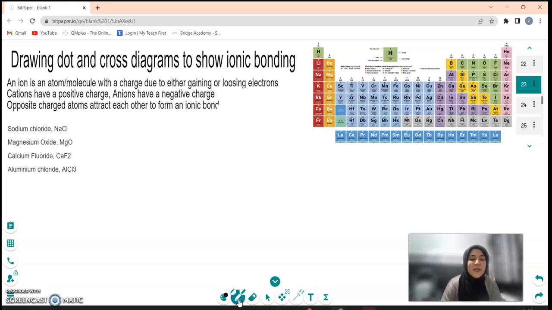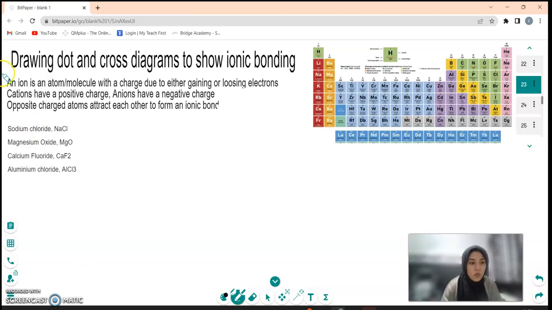Hi. So last lesson we looked at how atoms form ions and we looked at the electronic configuration of different atoms. Today's lesson we're going to look at how, when drawing dot and cross diagrams, we can use these to help us show the ionic bonding between two oppositely charged atoms.